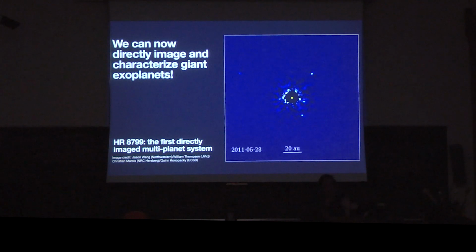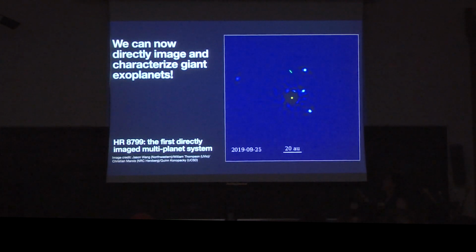So, thanks to adaptive optics, we can now directly image and characterize giant exoplanets. And when I say giant, I mean Jupiter-ish like. They're as massive as Jupiter. They tend to be hotter because those are brighter and easier to see. But this is a system called HR 8799. This is the first directly imaged multi-planet system. So I will explain what's going on here.